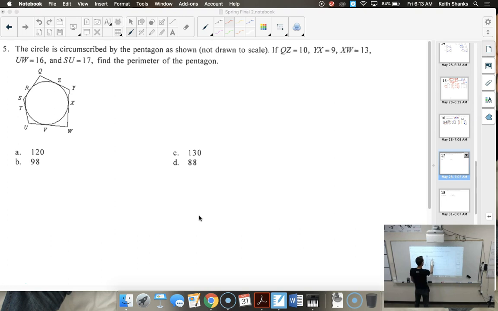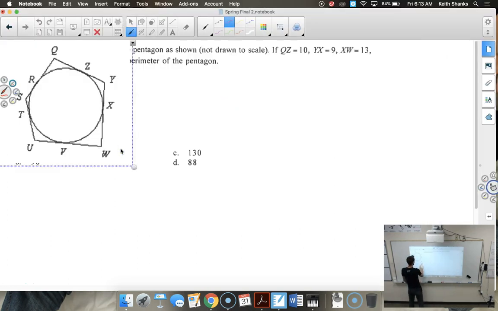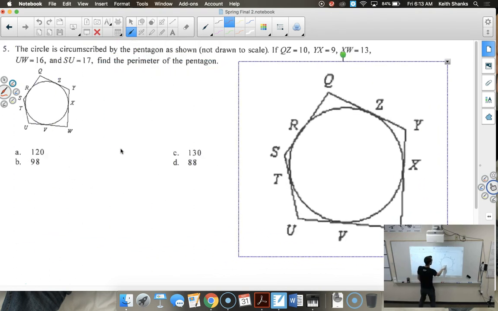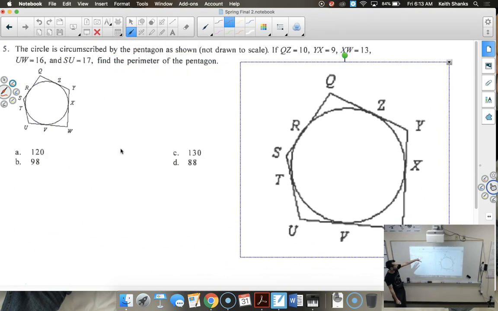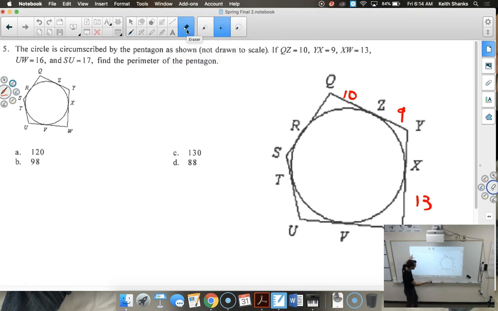Okay, we're going to put this on this page again, just a little bit bigger for us to deal with. So it says you have this circle, and then it's inside this polygon, and they tell you a bunch of things like this is 10 here, this is 9, this is 13. I don't know what that one is. And UV, this entire thing is 16, and the entire SU is 17.